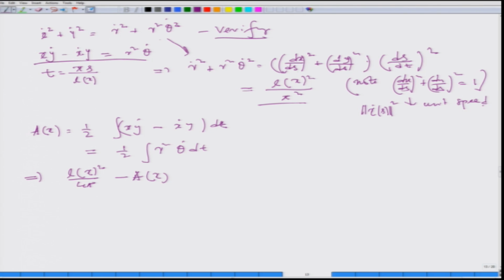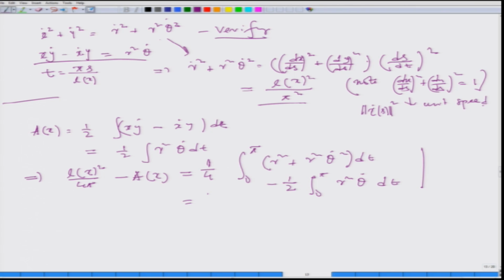So, compare this to the equation. It is equal to 1 by 4 integral 0 to pi of r dot square plus r square theta dot square dt minus half integral 0 to pi of r square theta dot dt. Check. This follows from whatever I have written down.